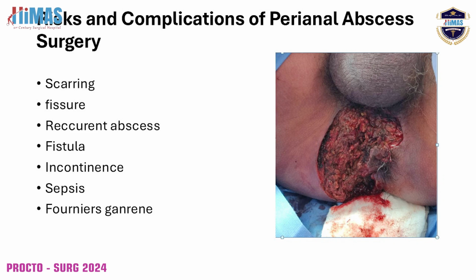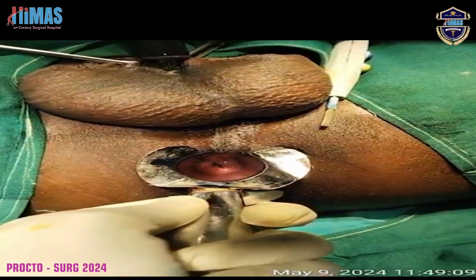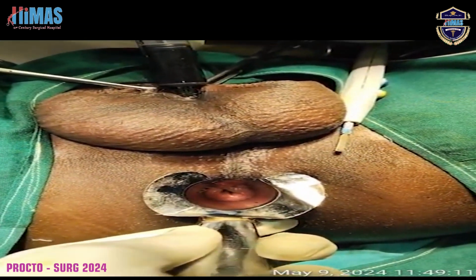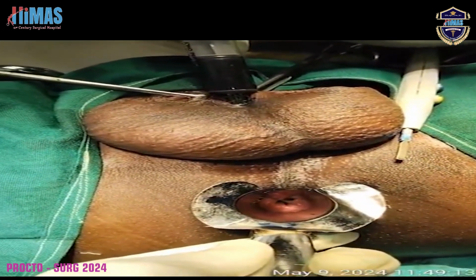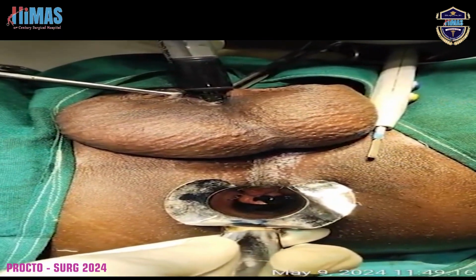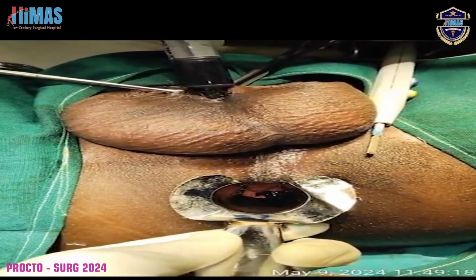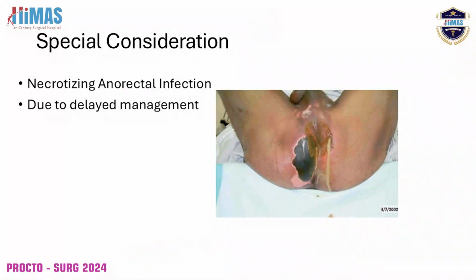Scarring, fissure, abscess. Apart from this, some complications we can see like this, the fistula tract from the root of the scrotum. You can see the dye coming through the perianal area. And sometimes carcinoma, because of the recurrent perianal abscess, very rarely, adenocarcinoma may occur. This is the necrotizing fasciitis when it is not treated.